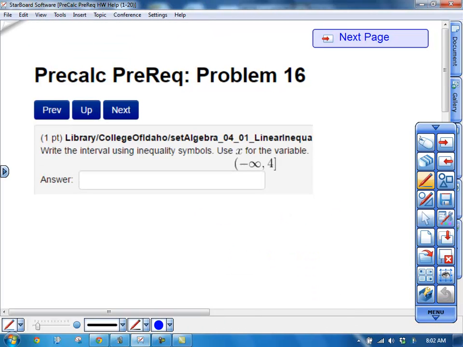Next one is interval notation. It says write the interval using inequality symbols. So this is x is less than or equal to 4. And you're going to have to enter x is less than or equal to 4 like that on your keyboard in order to get this to work. But this is interval notation.